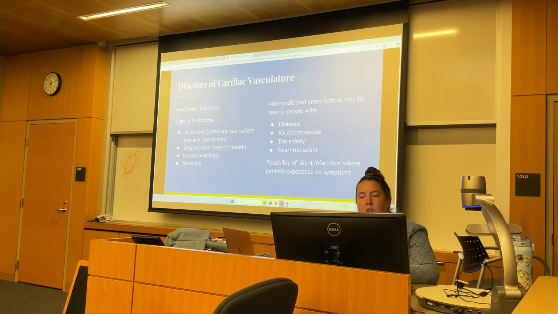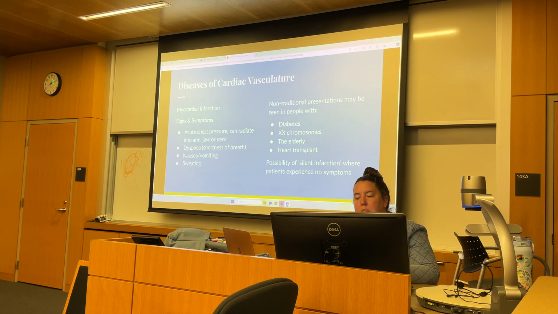Signs and symptoms of myocardial infarction: acute chest pressure, which can radiate into your arm, jaw, or neck; dyspnea, which is a difficulty breathing or shortness of breath; nausea and vomiting; and sweating. Non-traditional presentations may be seen in people with diabetes, 2X chromosomes, or those born female, assigned female at birth, the elderly, and those who have had a heart transplant.